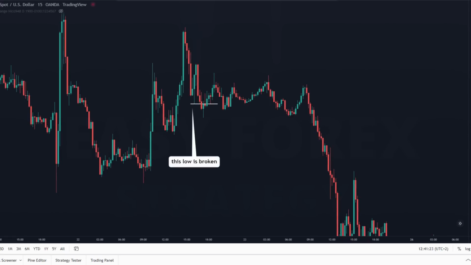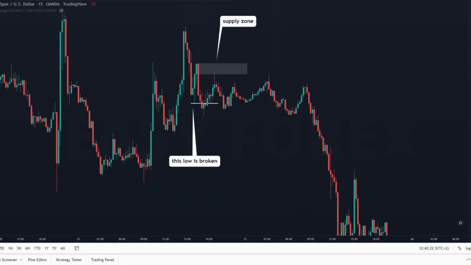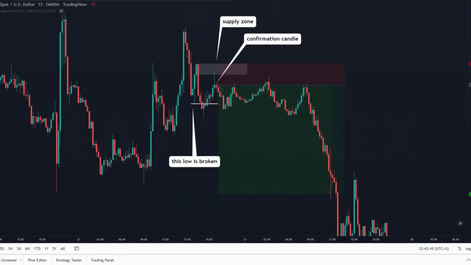Now we can clearly see the low that is broken. We will then draw the supply zone, then we will also confirm our trade when price touches the zone and closes bearish. When price touches the zone, then you will decide if you want to enter on the close or wait for retracement.